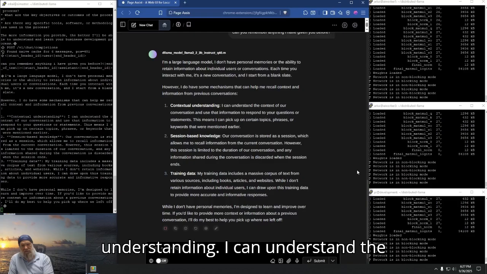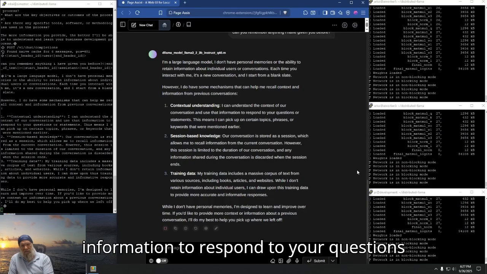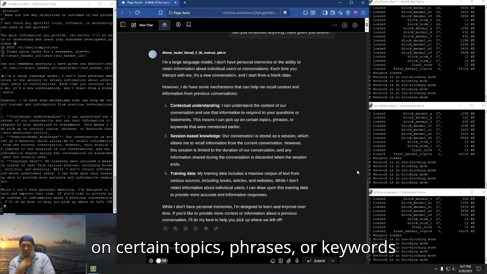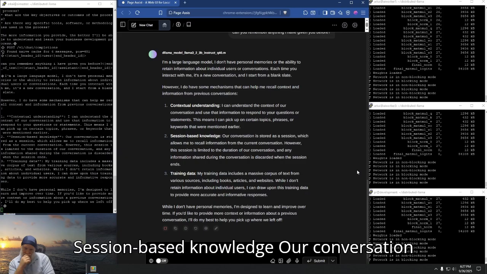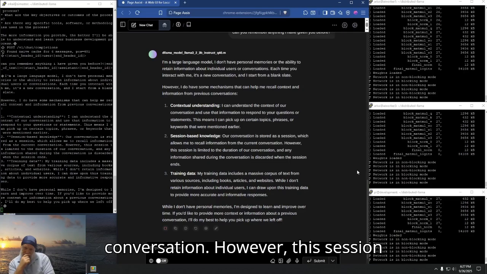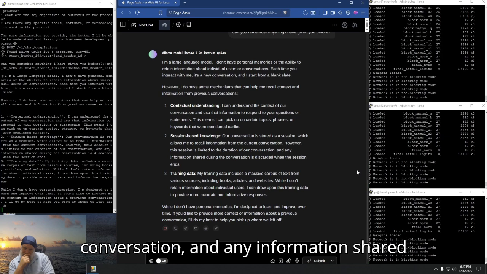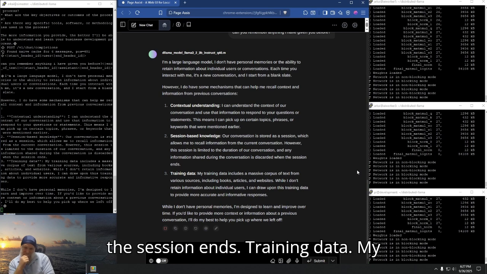Contextual understanding. I can understand the context of our conversation and use that information to respond to your questions or statements. This means I can pick up on certain topics, phrases, or keywords that were mentioned earlier. Session-based knowledge. Our conversation is stored as a session, which allows me to recall information from the current conversation. However, this session is limited to the duration of our conversation, and any information shared during the conversation is discarded when the session ends.